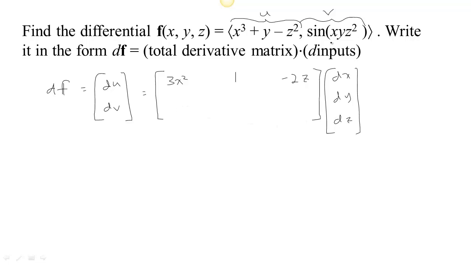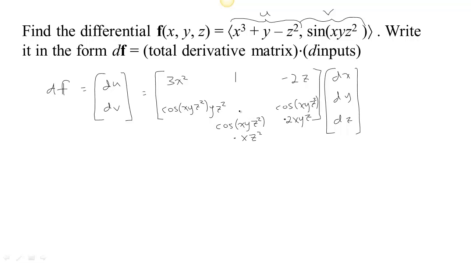For v, the derivative of sine is cosine, so I always get the cosine evaluated at the inside times the derivative of the inside with respect to x, which would be yz squared. For the second one, the derivative of the outside evaluated at the inside times the derivative of the inside with respect to y makes xz squared. And finally, the derivative with respect to z would be the cosine of xyz squared times the derivative of the inside with respect to z, which is 2xyz. So we've got our total derivative matrix.